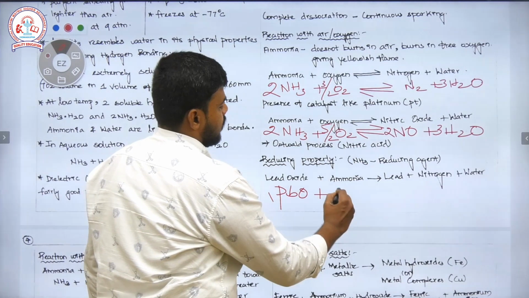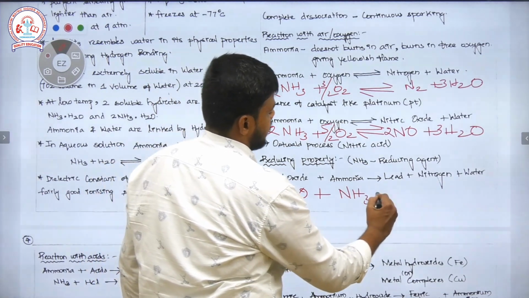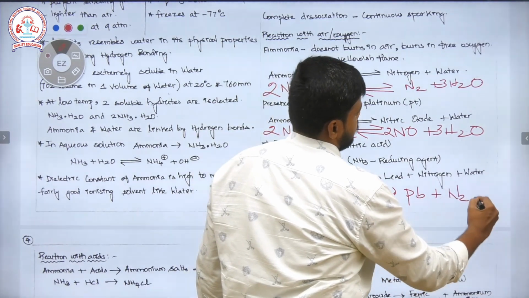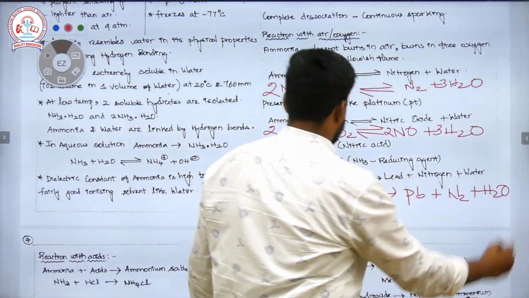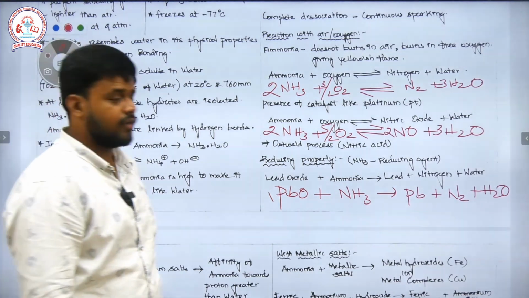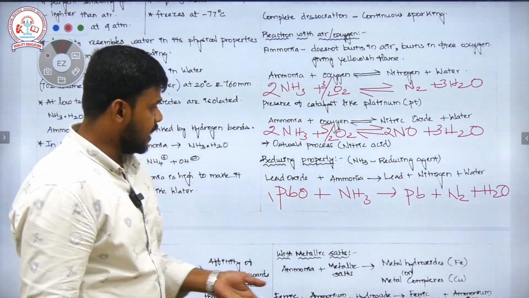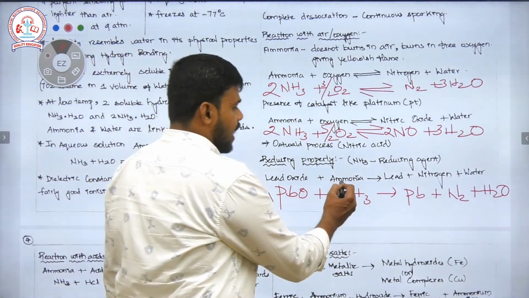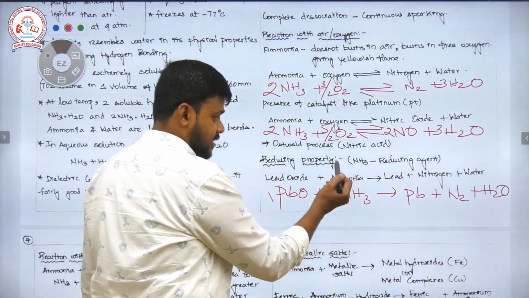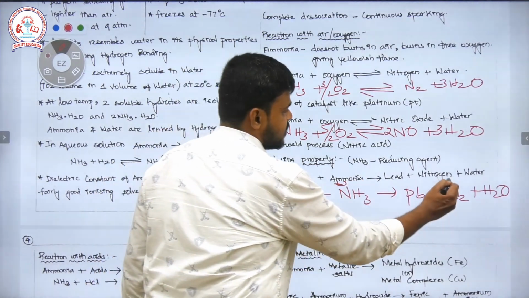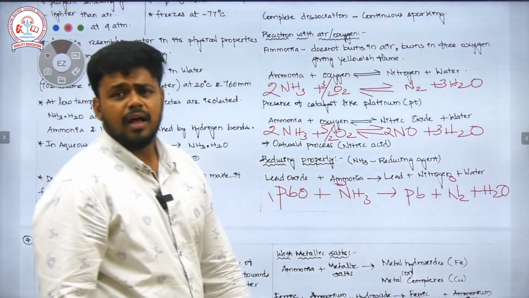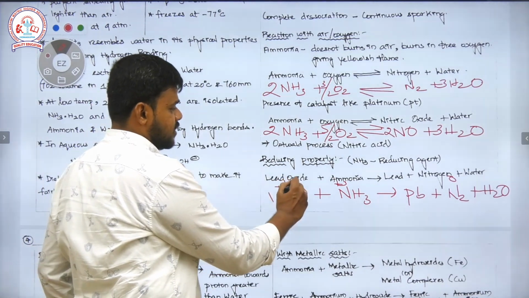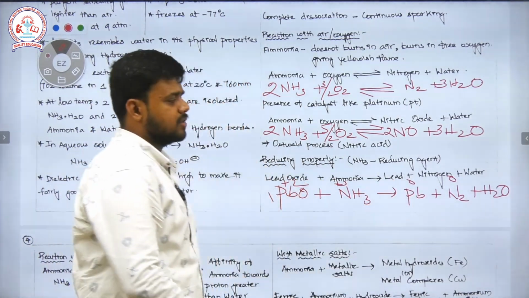The next reaction is lead oxide: PbO plus NH3 gives Pb plus N2 plus H2O. Lead oxide is capable of reacting with ammonia, so that it has been reduced. The oxidation state of the ammonia's hydrogen doesn't change. Here the nitrogen is minus 3, here it is 0, so minus 3 is oxidized to 0. Here lead is plus 2, reduced to 0.